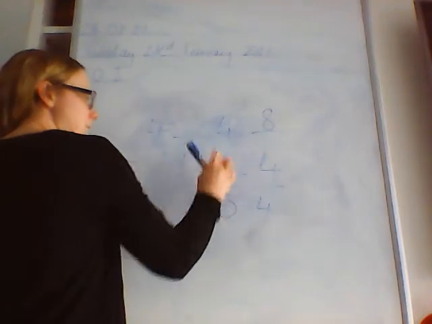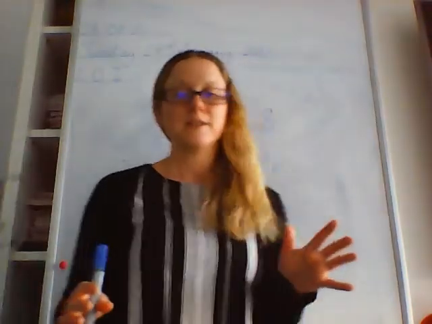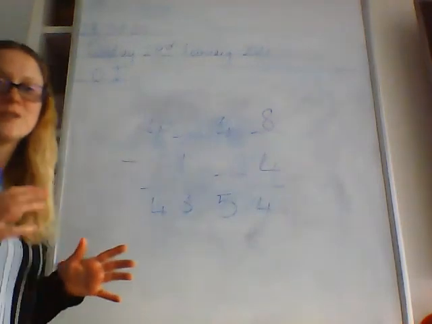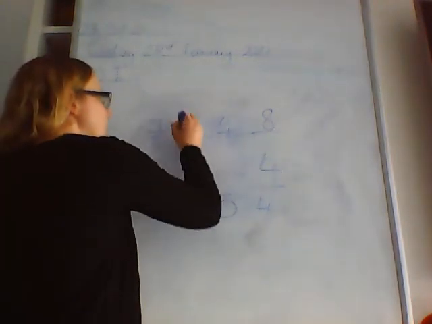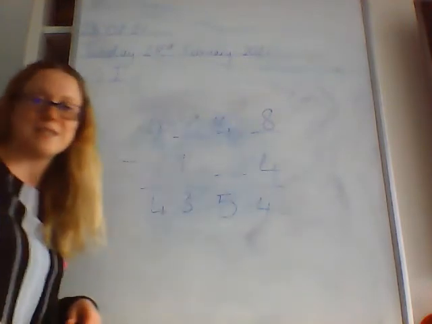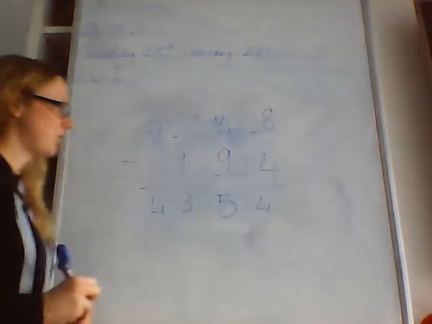4 subtract something equals 5. Again, we know that nothing that we take away from 4 is going to give us 5. So we're going to have gone and borrowed from over here to make that 14. 14 subtract 9 equals 5.